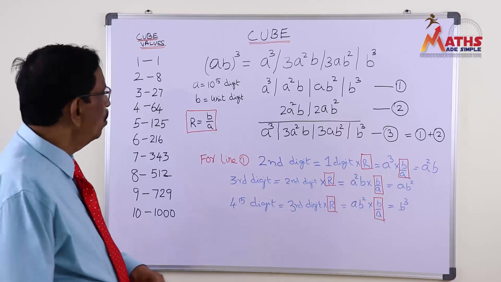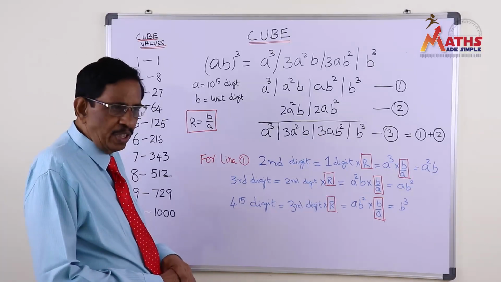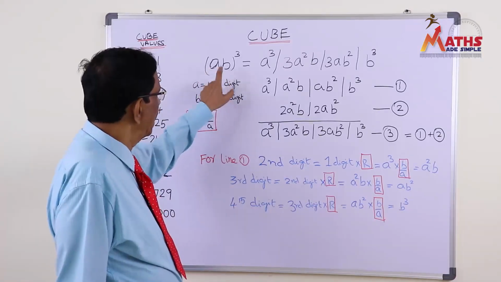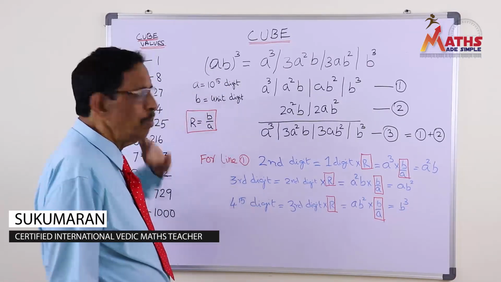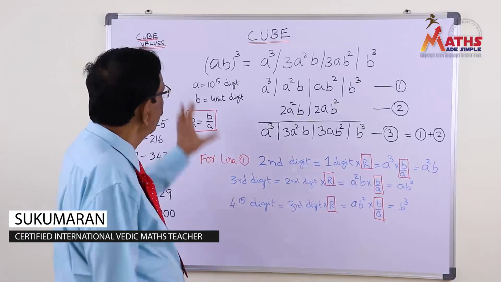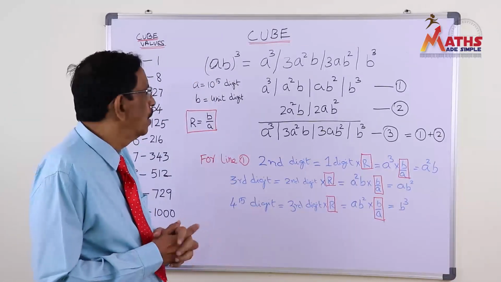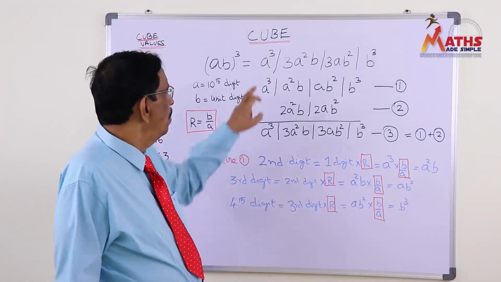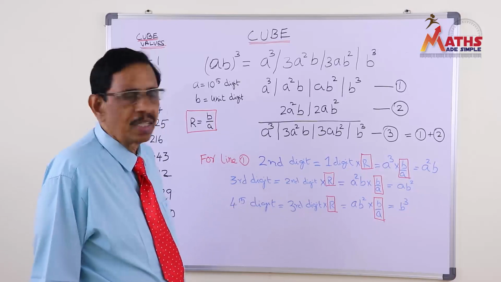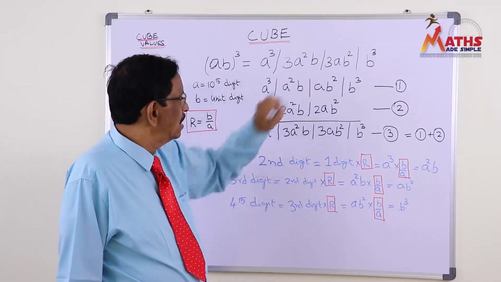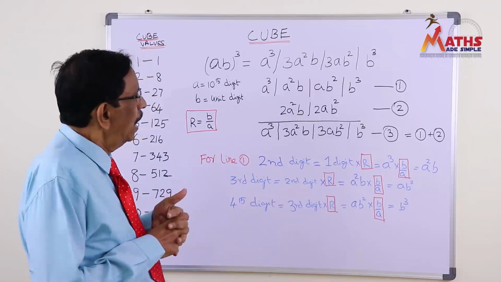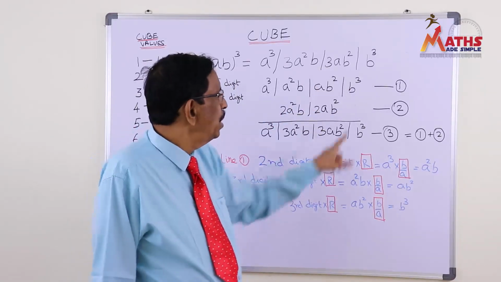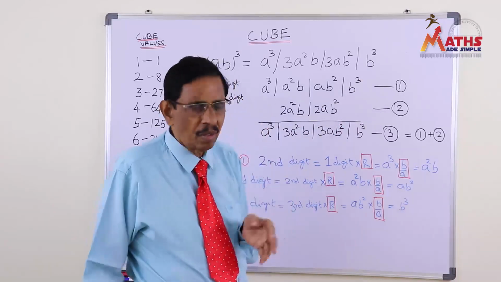If in case we have to find the cube of a 2-digit number, let us represent it as AB. A is the 10th digit and B is the unit digit. I want to find AB cube. It is represented by the formula: A cube as the first digit, 3A square B as the second digit, 3AB square as the third digit, and B cube will be the fourth digit.